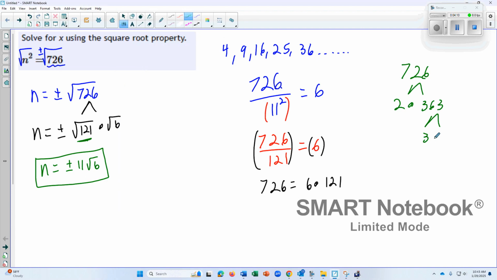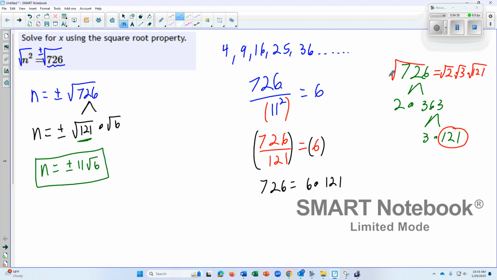So then I'd have 3 times 121. And so hopefully you would recognize, oh, that's my perfect square right there. I can square root that. And so then 726 would be equal to 2 times 3 times 121. And you can square root the 121. And then the 2 times 3 would be stuck inside the radical sign right there.